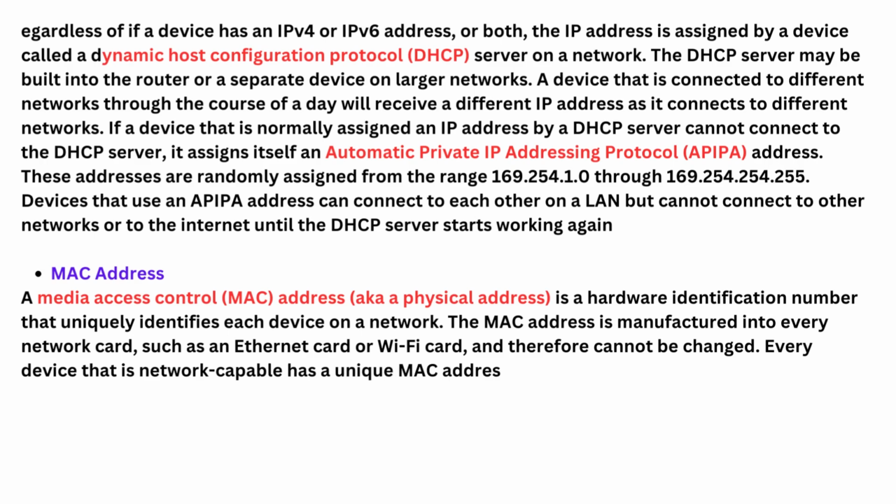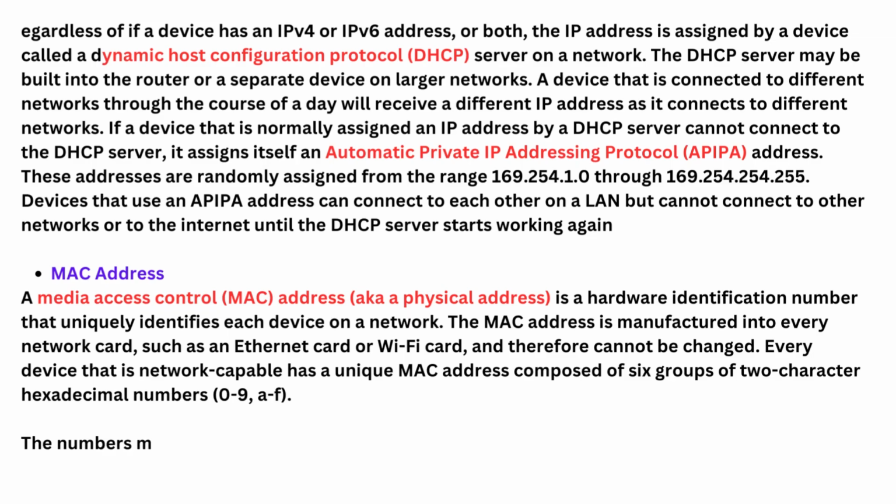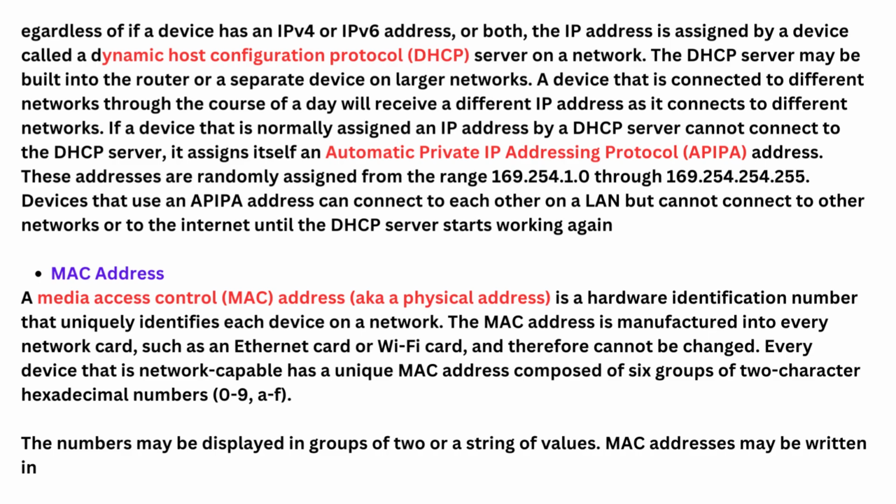Every device that is network capable has a unique MAC address composed of 6 groups of 2-character hexadecimal numbers, 0 to 9, A-F. The numbers may be displayed in groups of 2 or a string of values. MAC addresses may be written in uppercase or lowercase characters.